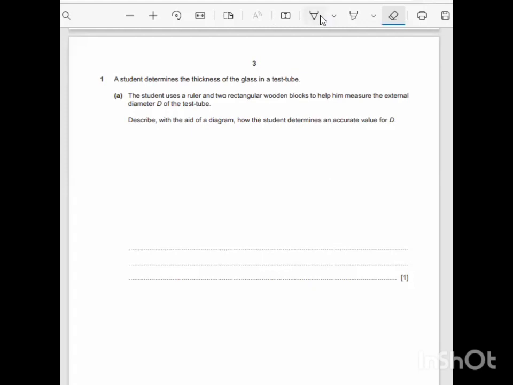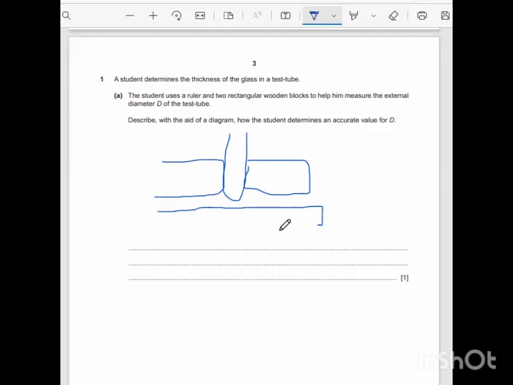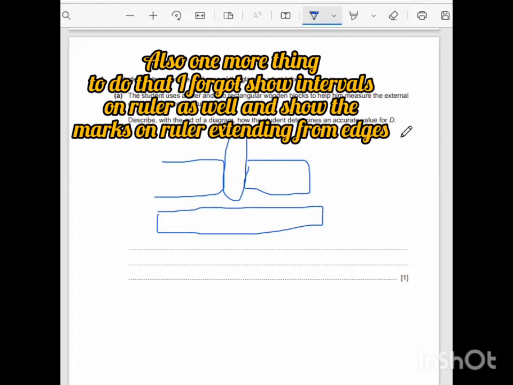Okay, right. So for this part, what I can do is show this view that I have: the bottom of the test tube here, between two rectangular blocks, right? And these rectangular blocks are firmly pressing against my test tube, right? And I can place my ruler like this, right? So though not the best drawing, I hope it gives you an idea, right?